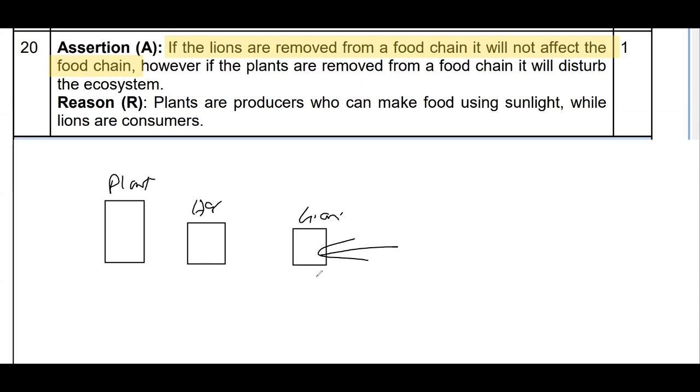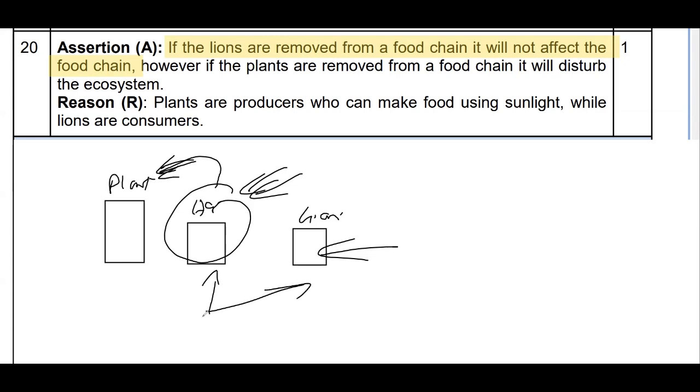So if this is removed, what is expected to happen? The number of herbivores will increase, and if they increase, they will start eating more and more plants. So the forest can turn into a desert. So therefore, definitely removal of any of these trophic levels can severely affect the ecosystem. Now, the reason says plants, well, it can affect if any of the species, so even if plants are removed, it will affect. So the total statement is not correct.